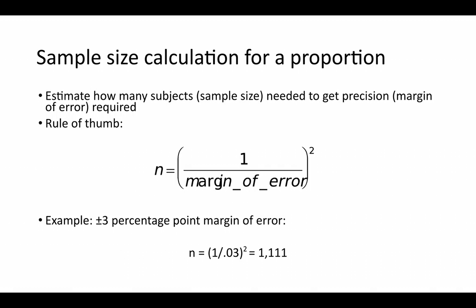For instance, if you want a 97% confidence interval, which means a 3 percentage point margin of error, you apply this equation to calculate it. So 97% actually means more than 1,000 participants. 1111 to be precise.